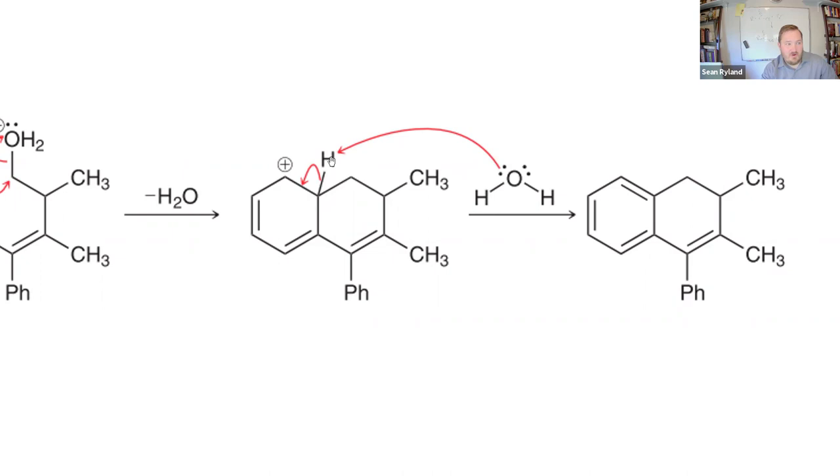So the oxygen grabs the proton here, those electrons move back towards that positive charge, and we wind up remaking the benzene ring. So this would be a proton transfer step, because we have something with a lone pair attacking NH plus.